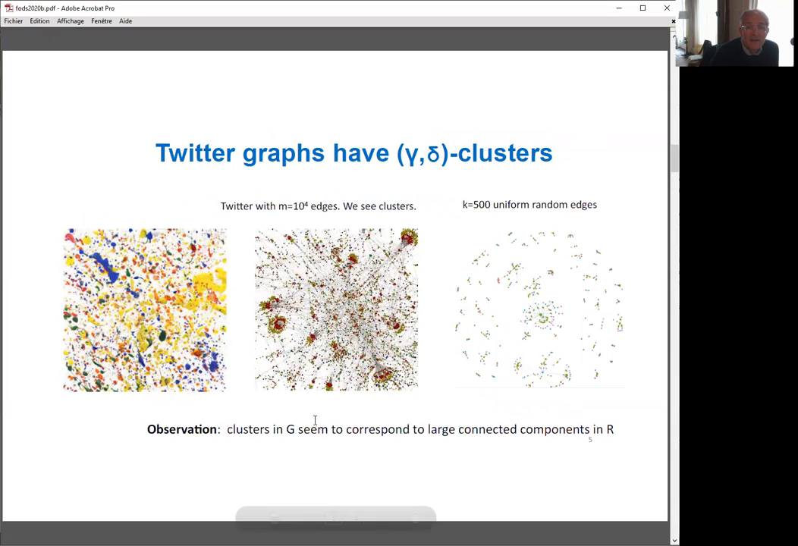So here is a typical example. In the middle here we have a social graph, a Twitter graph actually, with 10,000 edges, probably recovered in 10 minutes, roughly. And then here to the right we have k uniform random edges, and we can see that we observed clusters in the original graph, and then we have here a large connected component in the samples. Actually, we have two large connected components, and there is a link between these two things.